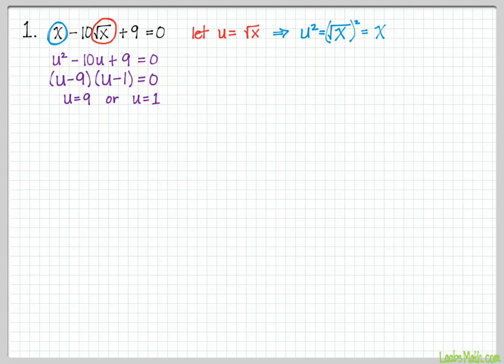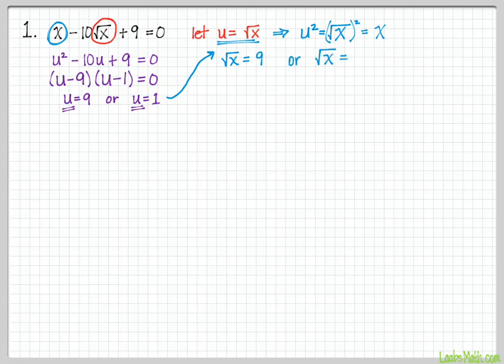Where I had circled in red, I changed that to u. I notice that now it's just a quadratic that is factorable, and I get u equals 9 or u equals 1. But I'm not here to solve for u, I want to solve for x, so now I resubstitute backwards.